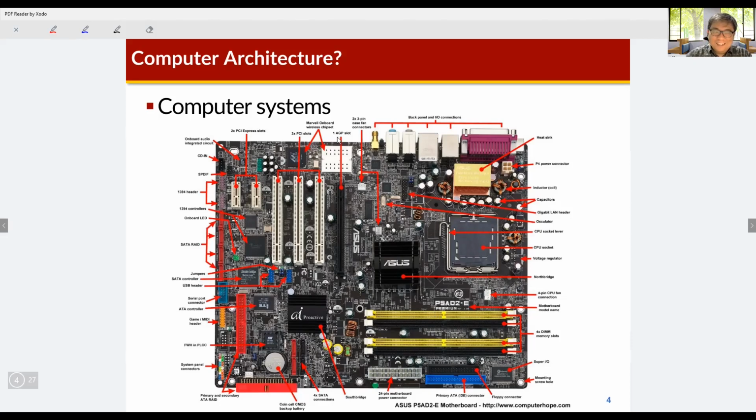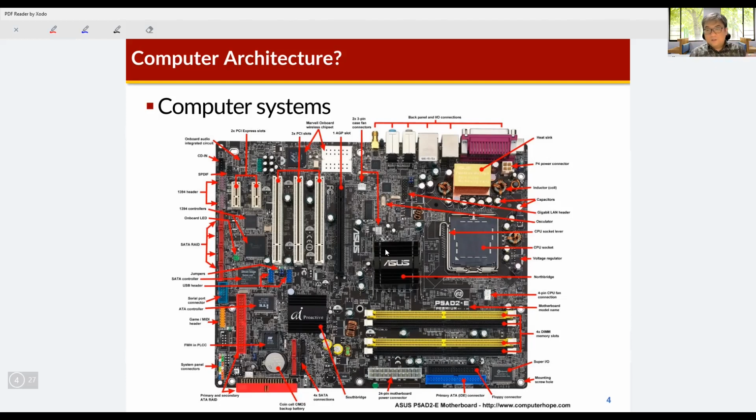This is an AGP slot, but the modern main board has the PCI slot. And in the modern computer system, a PCI or VGA slot is directly managed by the CPU also. Okay. And then as you can see, you can find this South Bridge chip, and this is the mainboard chip. You can find many slots, and you can find the I/O ports here. So these are all components of the computer system. And using these various components, we build a computer system.